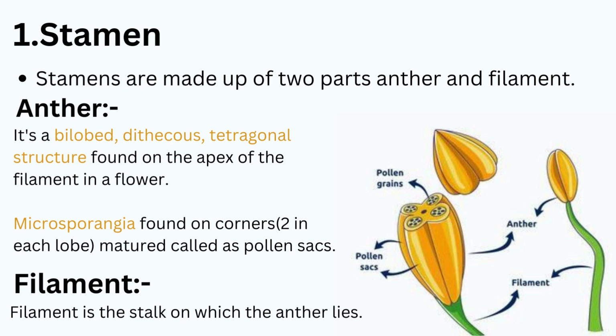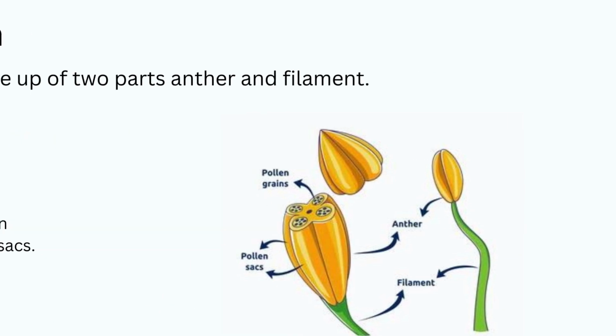Now you are wondering what bilobed, dithecous and tetragonal structures are. Bilobed means two lobed, dithecous means two layered. Tetragonal is a geometric shape jo jiski tarah ye dikhta hai. Filament is a stalk on which the anther lies, a cylindrical, lengthy stalk on which the anther lies.